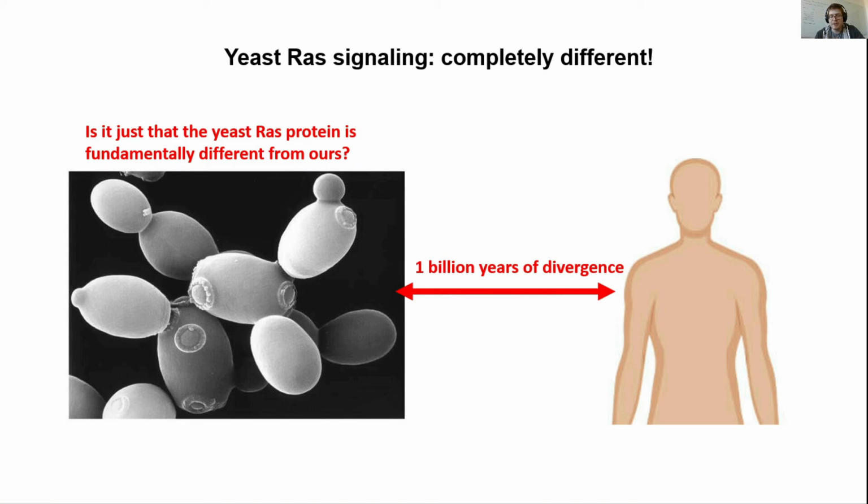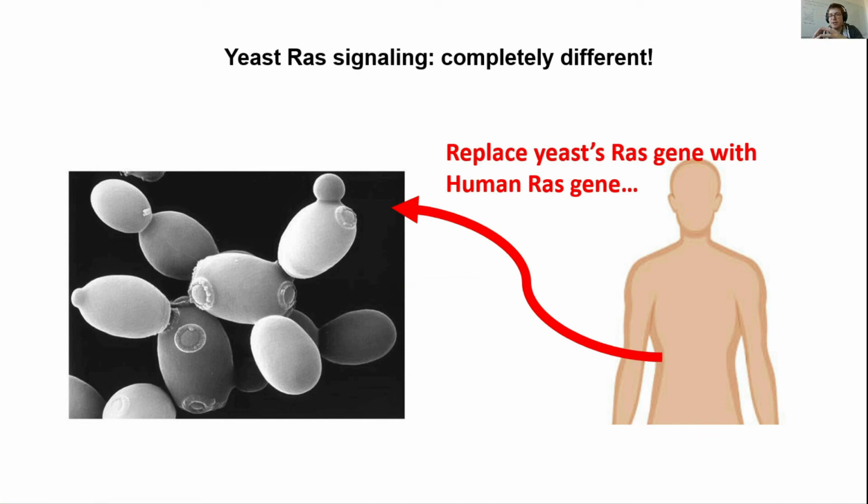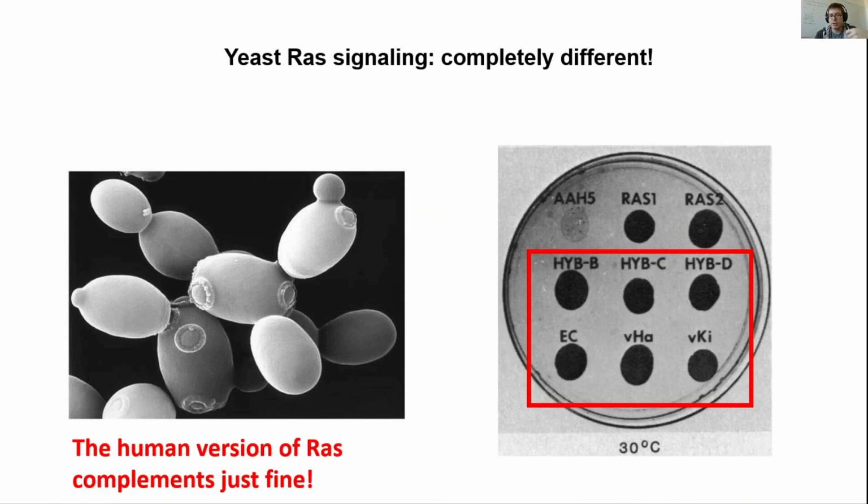And so, in fact, there's a really cool experiment that was done, which kind of confirms that these RAS proteins are not actually fundamentally different from one another. What people did was they took the yeast RAS gene and they deleted it from those yeast, and they put back in the human RAS gene. So even though these proteins have been separated for over 1 billion years, they asked whether the human RAS gene could complement the activity of a deletion in yeast. And what they found was that the human version of RAS complements just fine.